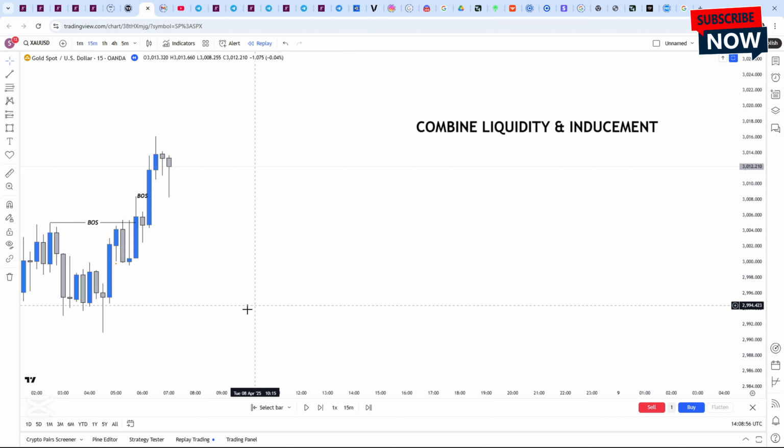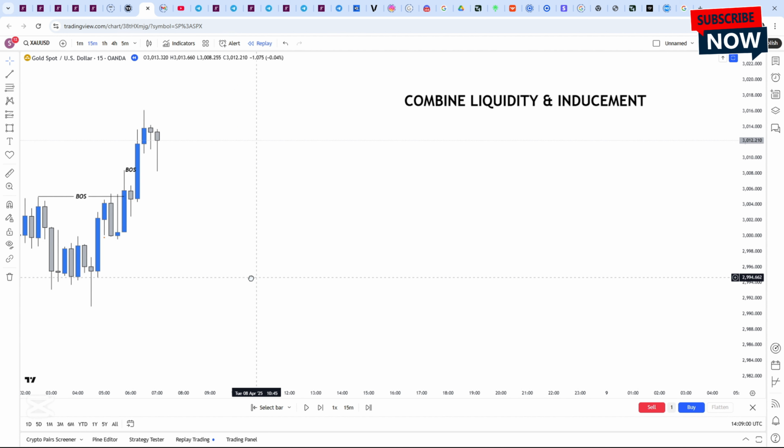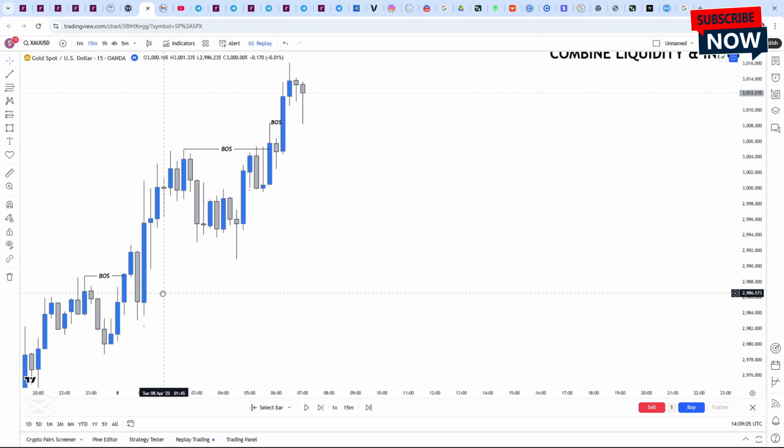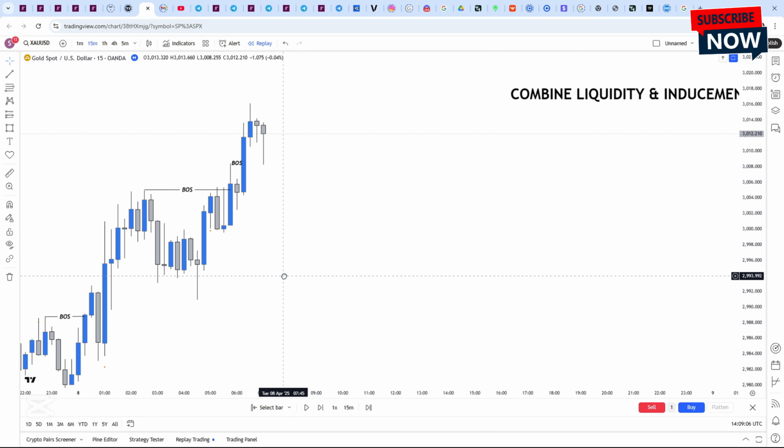So how do we trade? How do we combine liquidity and inducement? Firstly, we can see that this market is in an uptrending mode, and we see that the market is breaking higher highs, creating higher zones also, and that is a good confirmation that this market is an uptrending market.